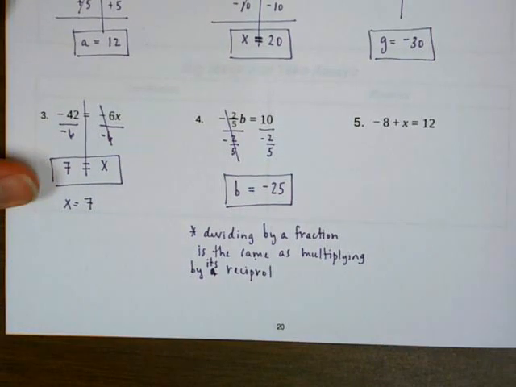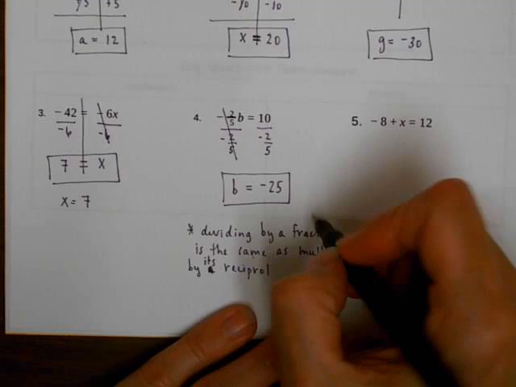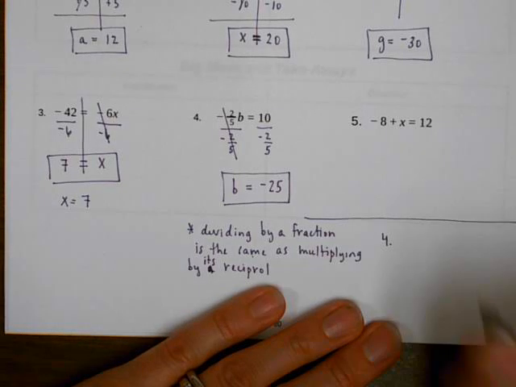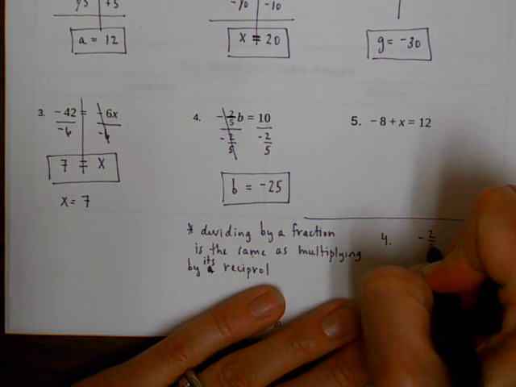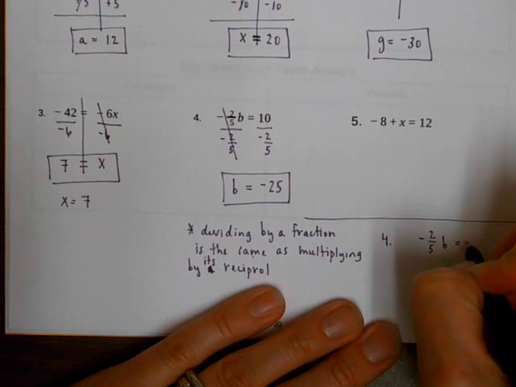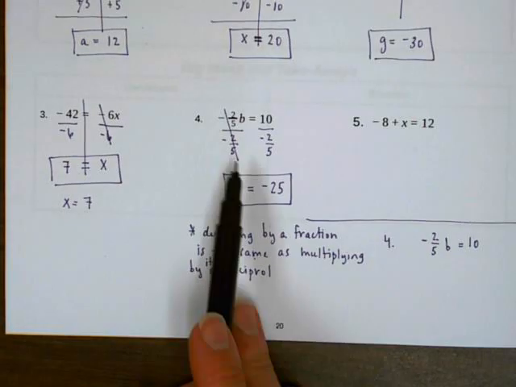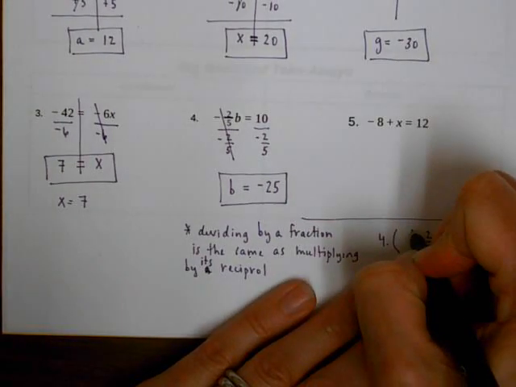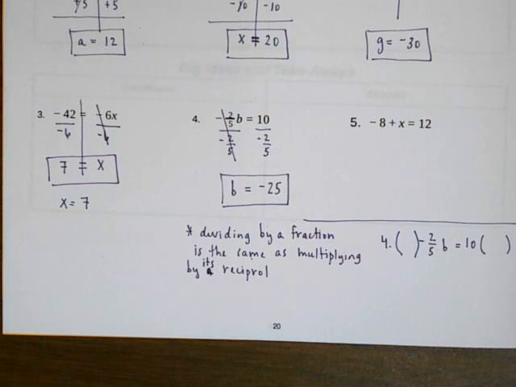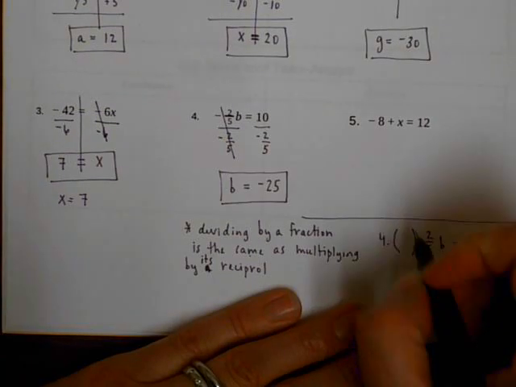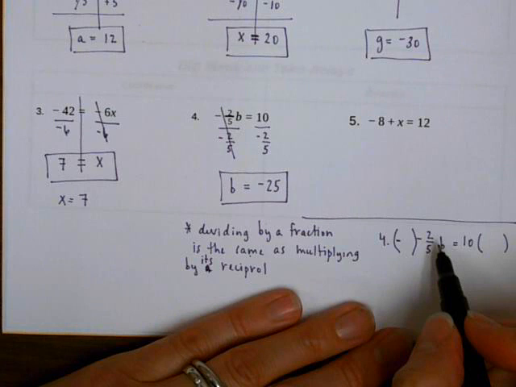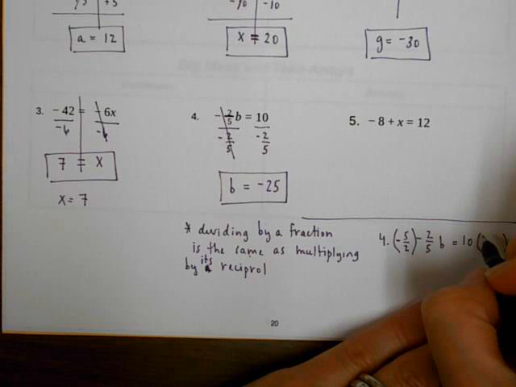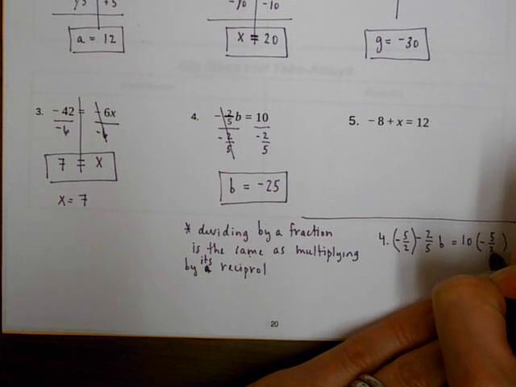Let's say I had the same problem again here. I'm going to give myself some space. So let's recopy number 4. If I had -2/5 times b equals 10. Instead of dividing by that fraction, I want to multiply by its reciprocal. So I'm going to use these parentheses to show I'm multiplying. The reciprocal means I take the same sign, so it's still negative, but instead of 2/5, I call that 5/2. And I'm going to multiply that on both sides, -5/2.